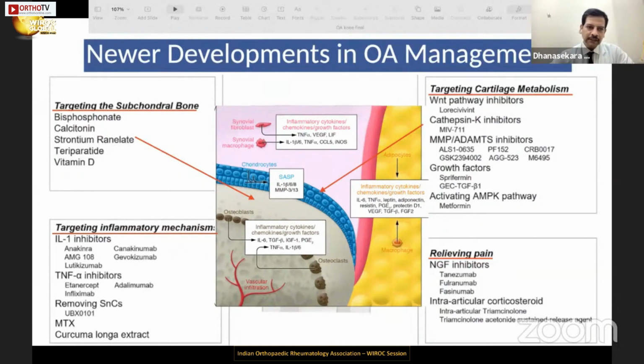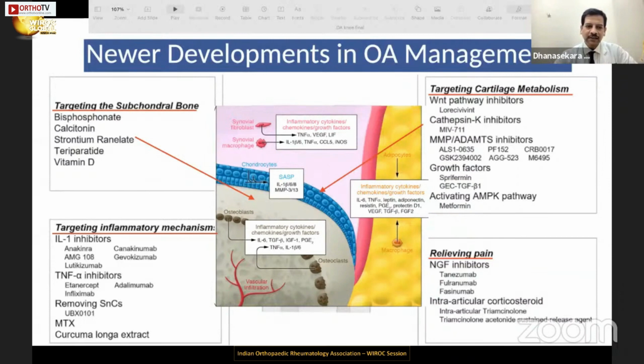So, for example, we target the subchondral bone of the joint. We give bisphosphonates and vitamin D so that the subchondral bone is stronger and there is no collapse. Then we target the cartilage metabolism. We give matrix metalloproteinase inhibitors, growth factors like sprifermin, cathepsin K inhibitors, which specifically address the cartilage strength and promote regeneration. We also address inflammatory mechanisms like IL-1 inhibitors, TNF alpha inhibitors, curcuma longa extracts.